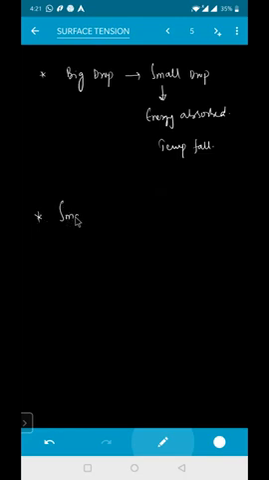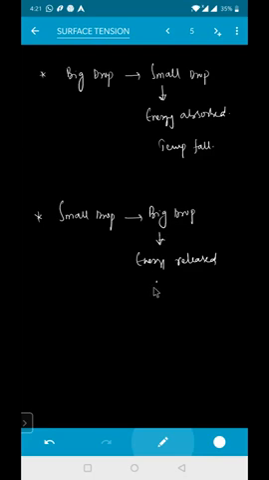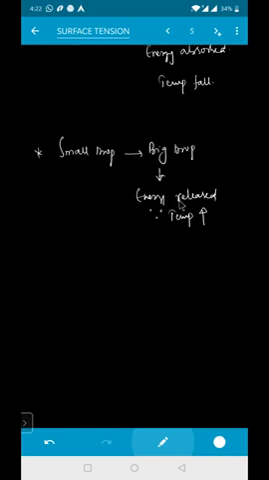Next one. If a small drop is getting converted into a big drop, what is happening in this one? Energy is released. Why? Because temperature is increasing. If you're having the cup of tea in a small saucer or in a bigger saucer, the smaller one will have more temperature compared to the bigger one. So when a small drop is converted into a big drop, energy is released. When energy is released, the temperature will be increasing. Is it clear? Sure, very good.